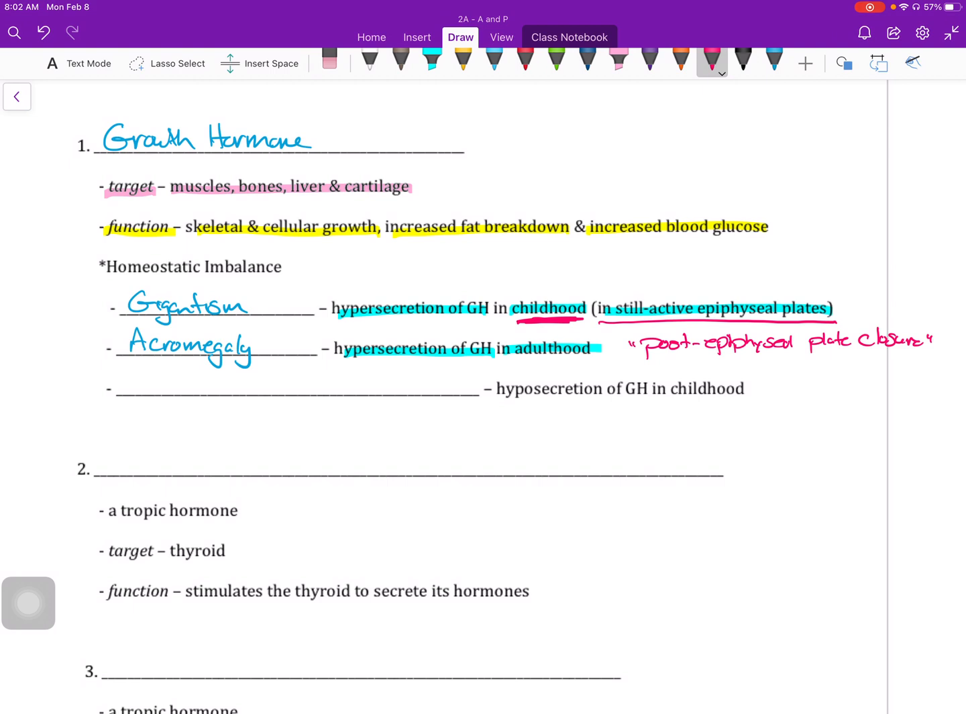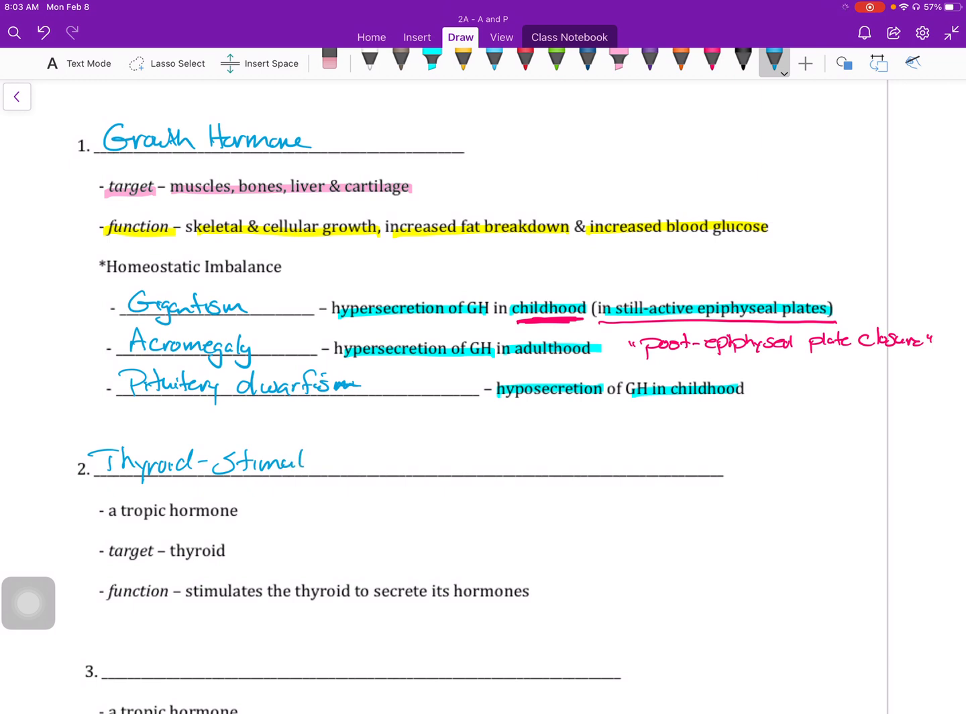All right, the third one of these disorders is called pituitary dwarfism. And that is a hyposecretion of GH in childhood. All right, hyposecretion. So you get pituitary dwarfism. Think the Munchkins from The Wizard of Oz. Pituitary dwarfism.